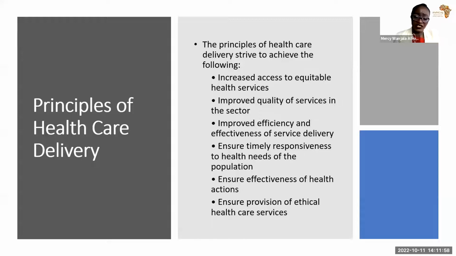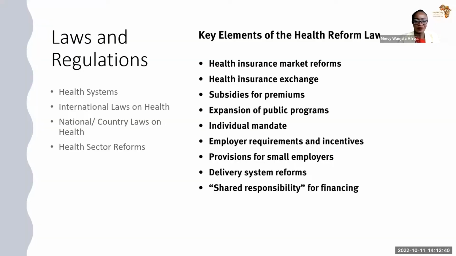Looking at the principles of healthcare delivery, the whole idea behind them is to, one, increase access. We will later on look at what access is and the different dimensions of access. Then improved quality of services in the sector. We will also look at the quality dimension of service delivery separately. Then ensure timely responsiveness to health needs of the population. Timeliness is a key component of quality of services. If your services are not timely, then they're not considered quality. Then ensuring effectiveness of health actions, and finally ensuring provision of ethical healthcare services.